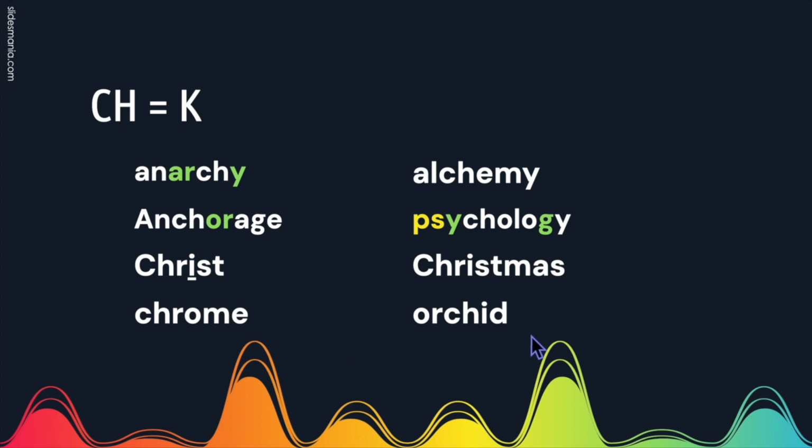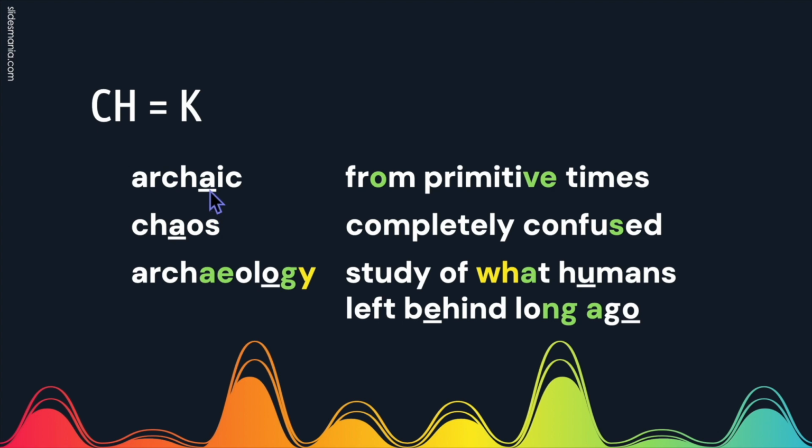Orchid. That's a type of flower. These A's and this O are going to have their long sounds. Archaic. Archaic means from primitive times or very long ago. Note that this O sounds like a short U in from, and once again, this E does not change this I to a long I. It's just there to keep the word from ending in V.